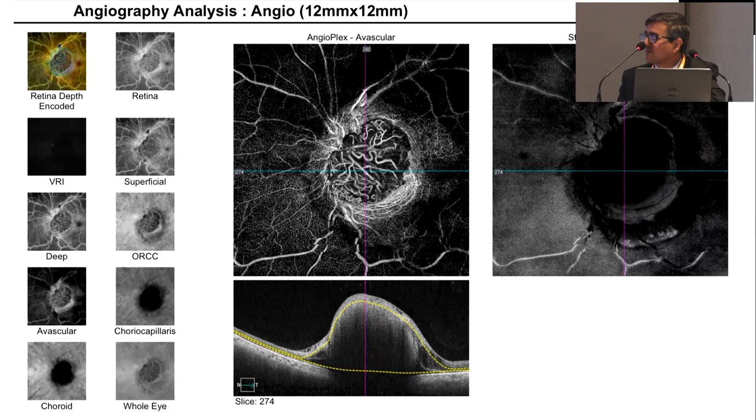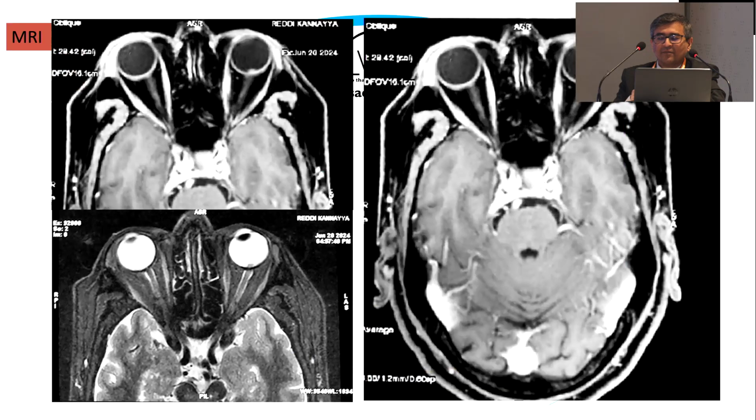Yes, doctor. So this intratumoral vascularity, is it choroidal or is it retinal? Retinal. This is retinal vasculature? Yes. This is the slab that we have taken. This is in the deep capillary plexus.